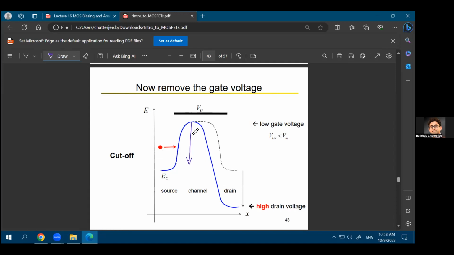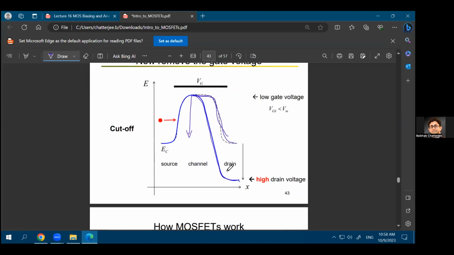But if you remove the gate voltage now, the energy barrier will come back to its original position. So for low gate voltages, you'll again get something like this. At low drain voltages, you'll get something like this, and at high drain voltages, you'll get something like that. So again, it is hard for the electron to pass through this energy barrier as your gate voltage is 0 in this case. So even if you are applying a high amount of drain voltage, the electron will not pass through from the left to the right.